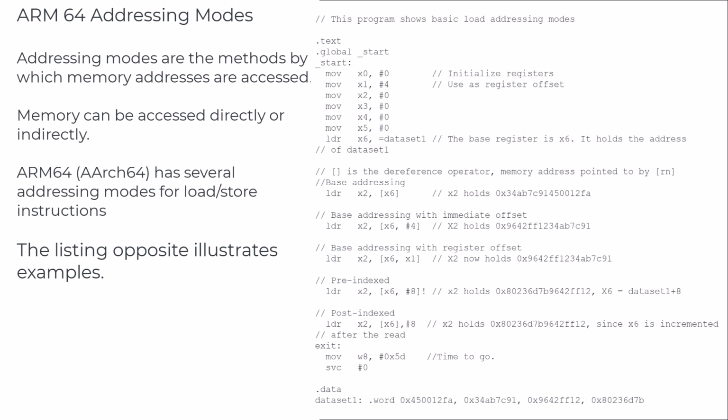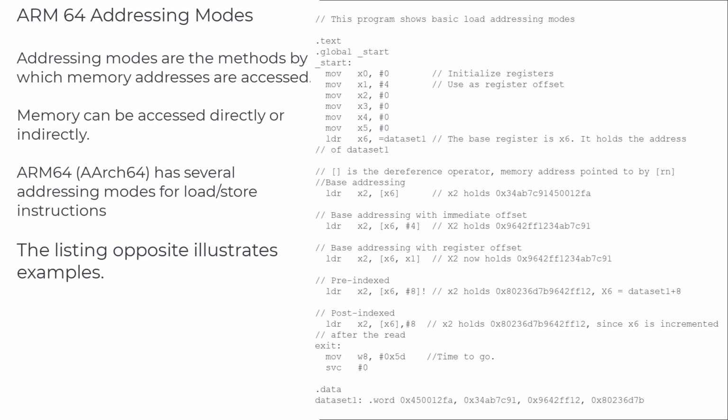The next 2 modes that we will examine are pre-indexed and post-indexed addressing. With pre-indexed, the first action is to increment the base register to point to the next address location, and then we fetch the data at this new address that's being pointed to and load it into the destination register.